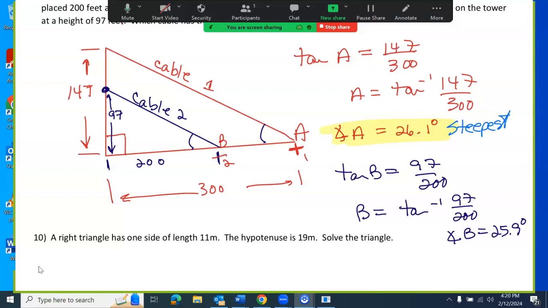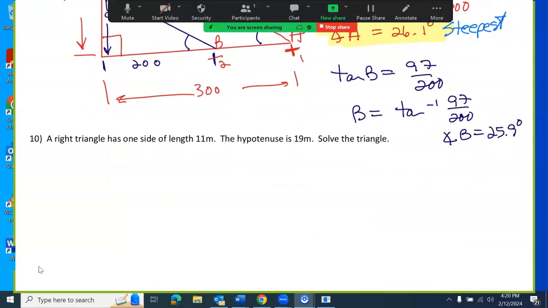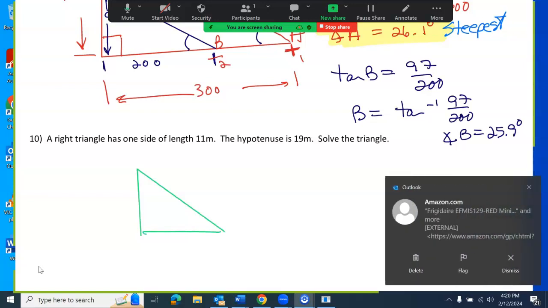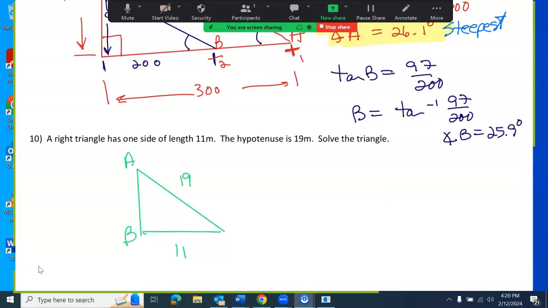All right, one last thing. A right triangle has one side of length 11. So draw your right triangle. And I'm going to put my 11 over here. The hypotenuse is 19, solve for the triangle. So I'm going to make this ABC. Okay, solve for the triangle means find what's missing. This is missing, that's missing, that's missing, that's a right angle.